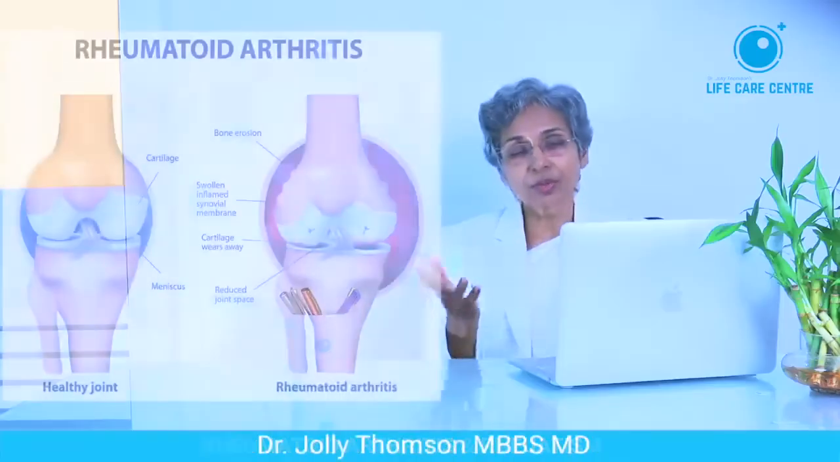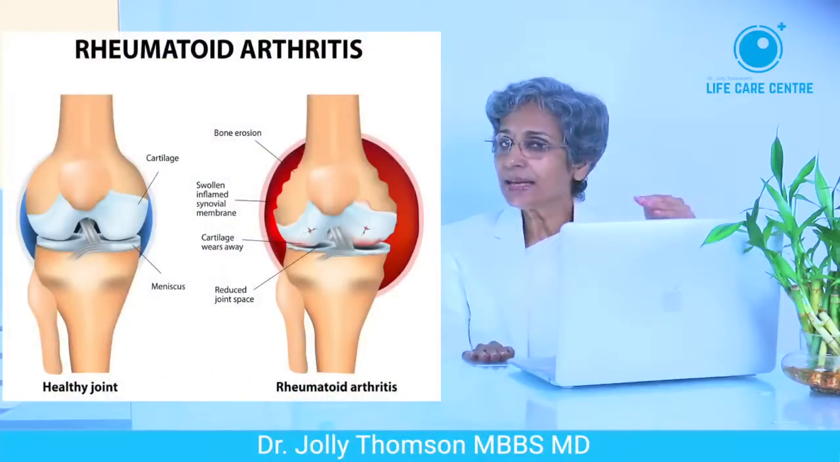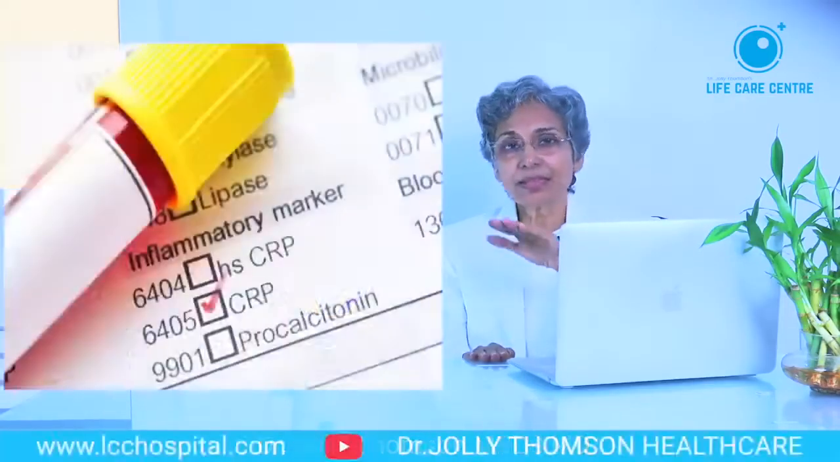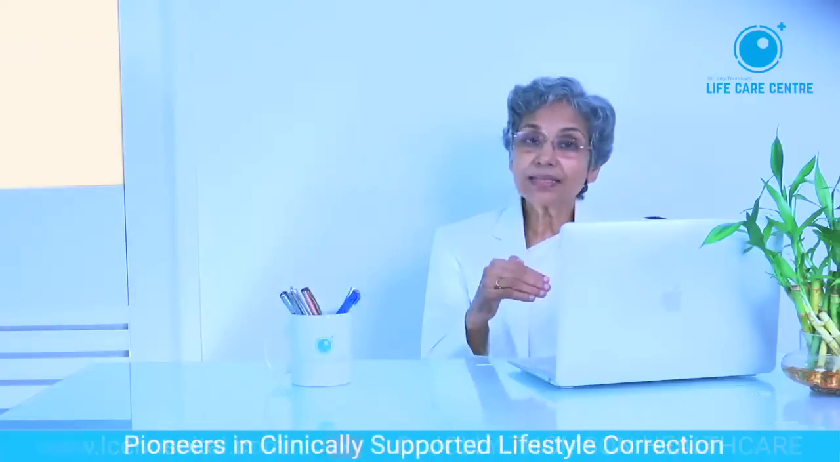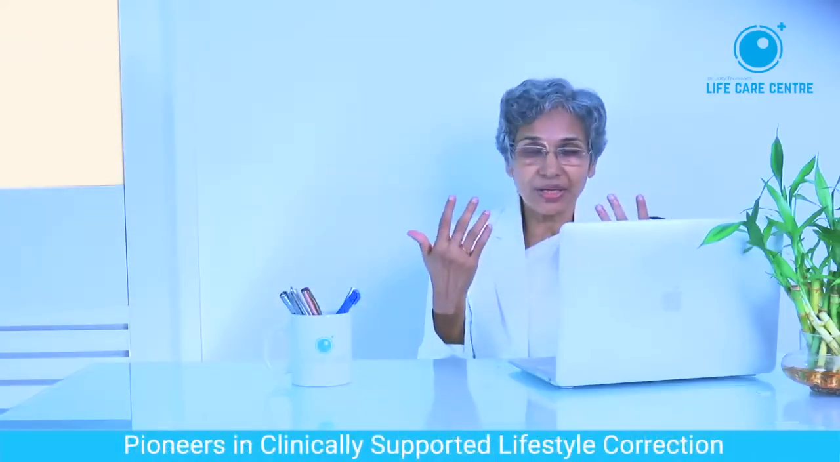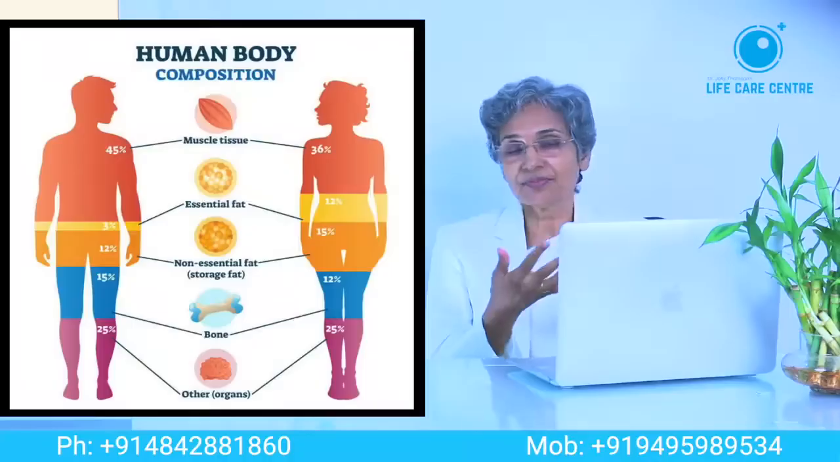Next, what are the investigations that have to be done for this rheumatoid arthritis patient? For the diagnosis part, there are the inflammatory markers and the autoimmune antibodies that we have already discussed. Next is the impact of the disease on the body. For that, we have to check body parameters like the weight, body composition, and fat percentage.